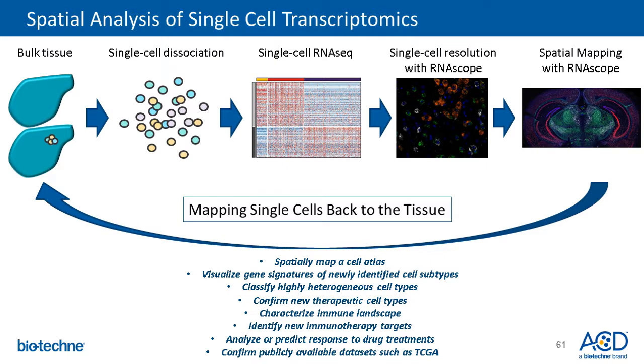And some applications of this include spatial mapping of a cell atlas, visualization of gene signatures of newly identified cell types, classification of highly heterogeneous cell types, confirmation of new therapeutic cell types, characterization of the immune landscape, identification of new immunotherapy targets, analysis or prediction of drug treatment responses, and confirmation of publicly available data sets, such as the TCGA.